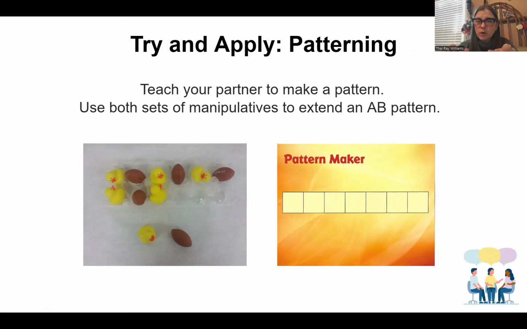So you need to use both sets of manipulatives, and they're going to extend an ABA pattern. So what you would do is you would have, in this case, they would extend it by saying duck football, duck football, duck football, duck football, duck. And then the student's going to extend it by doing football, duck.